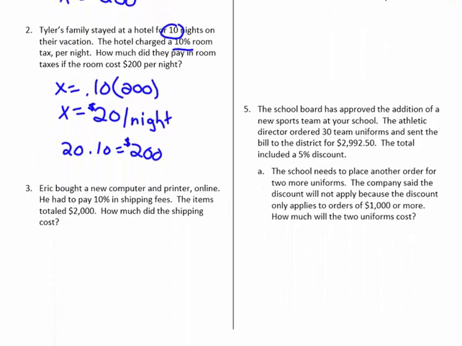Eric bought a new computer and printer online. He had to pay 10% in shipping fees. So here's again another example of where we're using percents. The items totaled $2,000. How much did the shipping cost? So we're looking for the part. X equals 0.10 times $2,000. So the shipping cost $200, which is a lot for shipping, just saying.